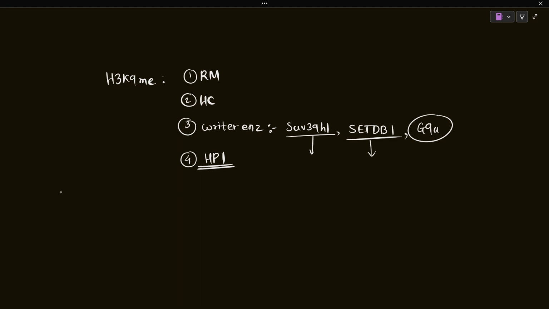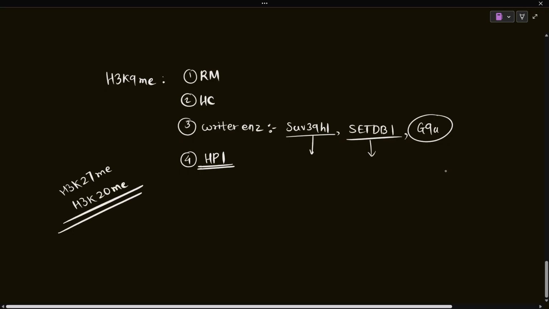In the next video we will learn about the H3K27 methylation mark as well as the H3K20 methylation mark. And then after learning about those methylation marks, we will learn about other histone modifications such as histone phosphorylation, histone ubiquitination, and histone tail clipping.